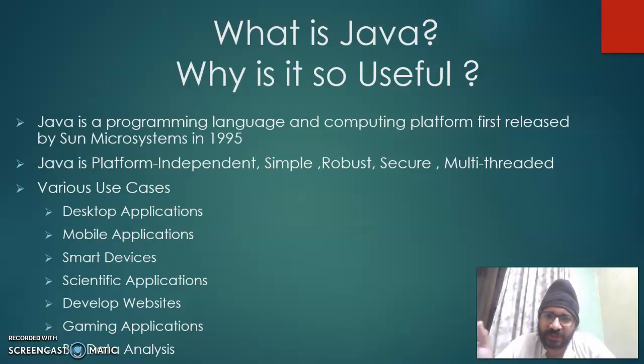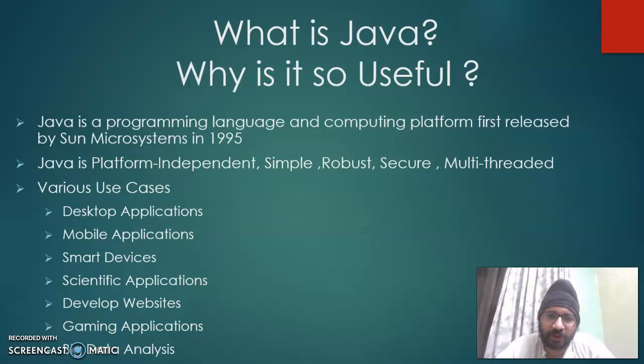Now, there are some use cases where Java finds its use throughout our everyday life. It is used to build desktop applications, mobile applications. We have smart devices like smart televisions and smart lighting. All these smart devices use Java in some way or the other. Then we have scientific applications which help us perform large computations which are developed with the help of Java. Java helps us develop websites. In fact, many popular websites in today's day and age like Google, Facebook, Uber, they utilize Java in some way or the other.